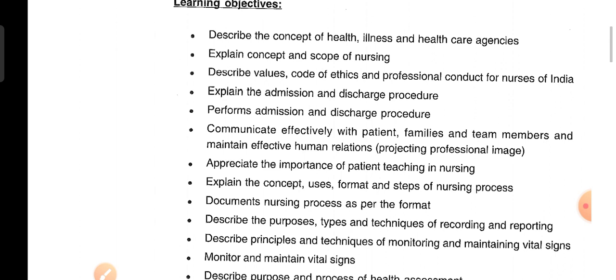Code of ethics means what is good, what is right, what we have to do. Whatever you do, you should not harm anyone. As a nurse we should follow this, and you have to know the rules, regulations and responsibilities. When you know them, if anybody asks after you complete your course, you can easily describe the values, the code of ethics, and the professional conduct for nurses of India.